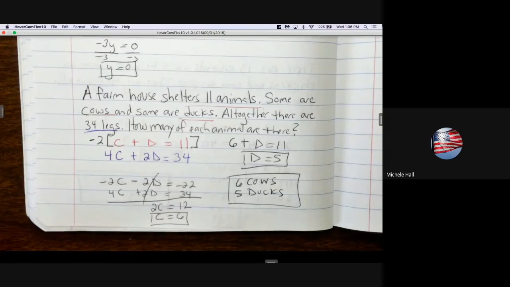And that is it for Chapter 6. I just wanted to go over systems of equations. Next, we're moving on to exponents.